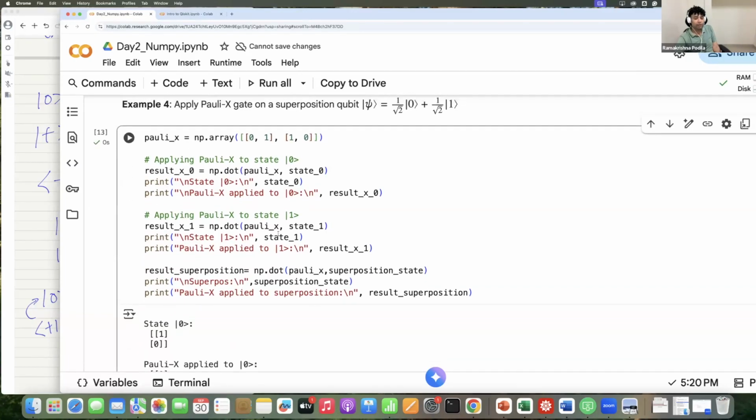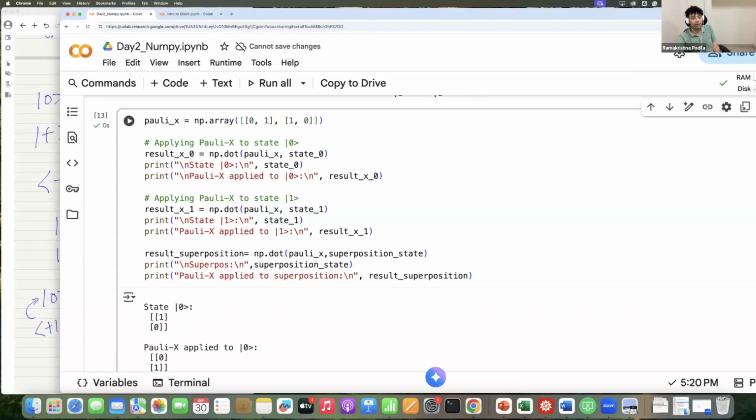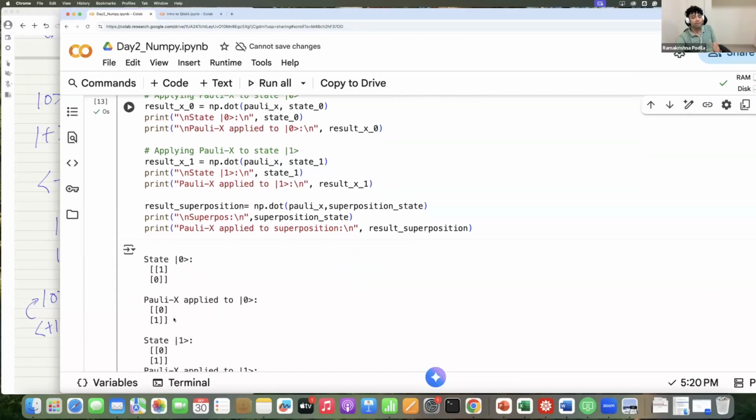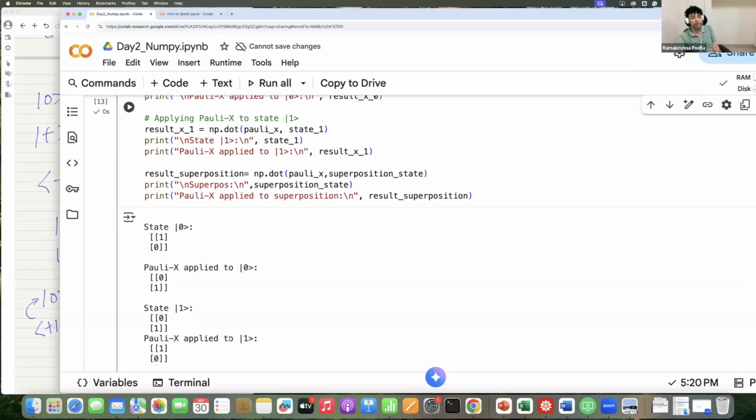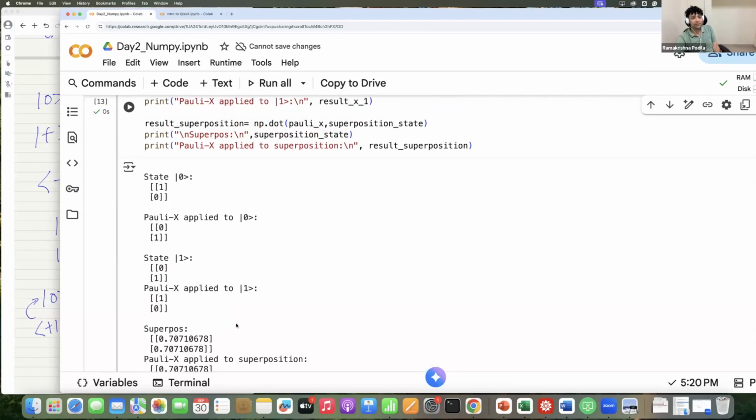When I apply the Pauli X gate, state 0 is 1, 0. But after applying Pauli X, the state flips. I get 0, 1. So that's why it's the NOT gate: 1, 0 becomes 0, 1. Similarly, state 1, which is 0, 1, when Pauli X is applied to it, you get 1, 0. It flips.